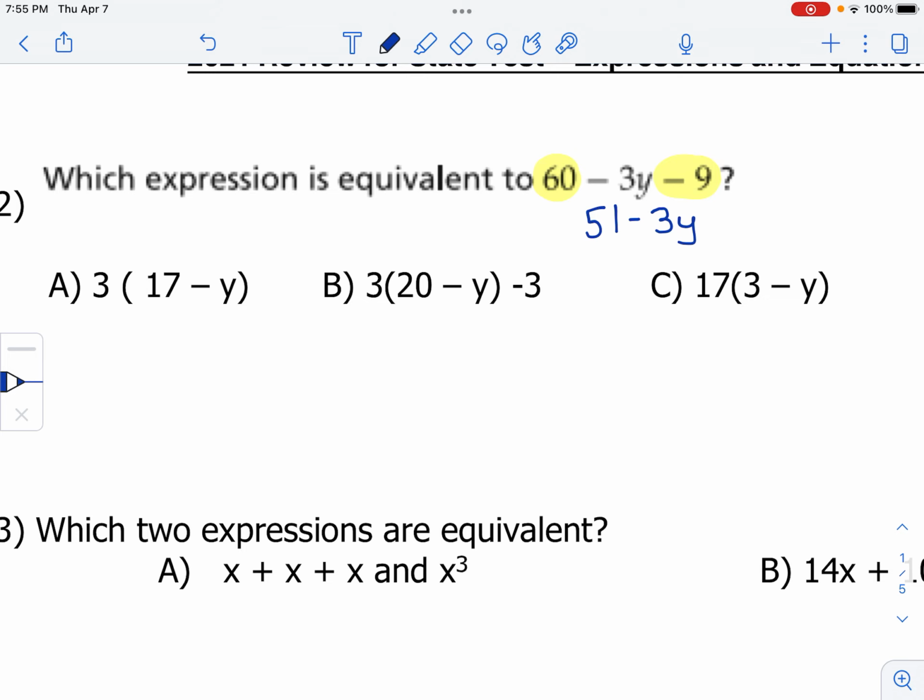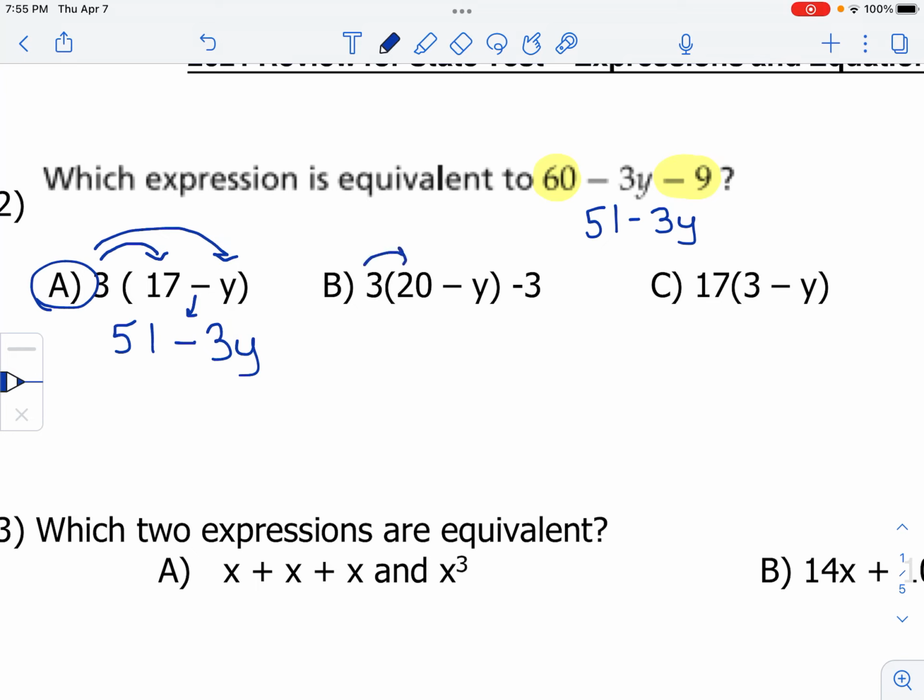So let's take a look at option A. We're going to use our distributive property to multiply 3 times 17. That's 51. And then also 3 times y would give us 3y. Our subtraction sign is going to come down between them. Right? So far A is equivalent to our original expression. Let's make sure no other ones are equivalent to it.